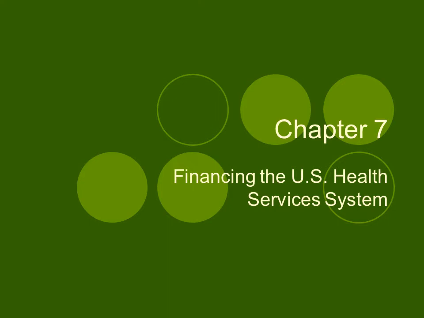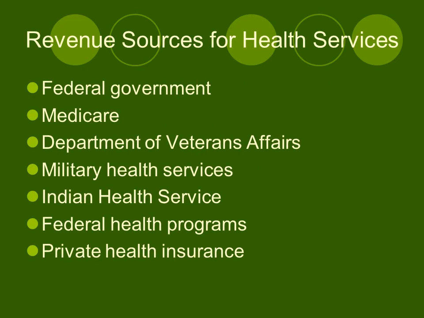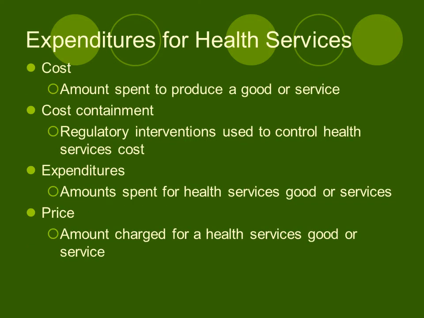Okay, so that concludes the notes for chapter 6. So we move into chapter 7. Chapter 7 talks about different ways in which we finance the health services system. So we know that health insurance is one way, but then there are also other different ways. So in the first slide, we've already talked about some of these programs: Feds, Medicare, the VA, military, Indian Health Services, Federal Health Services, and private health insurance.